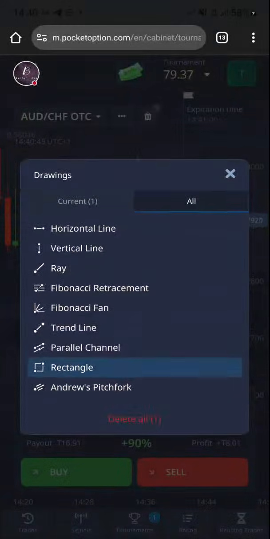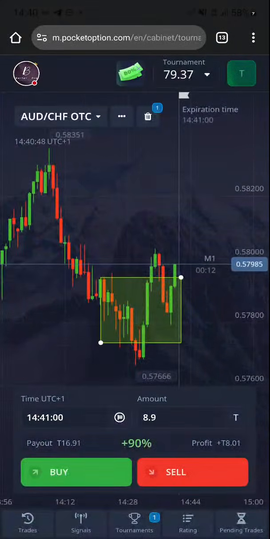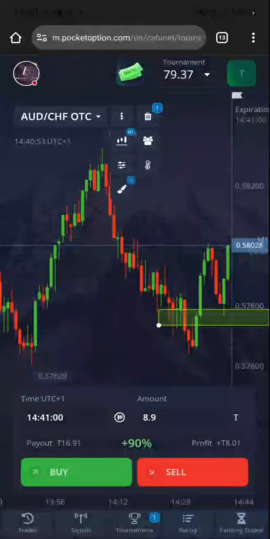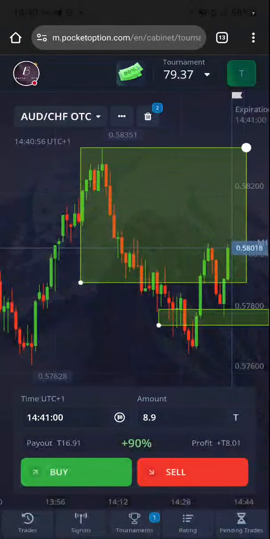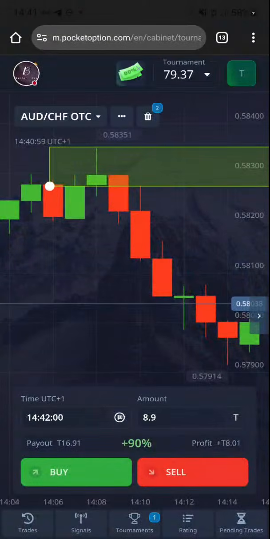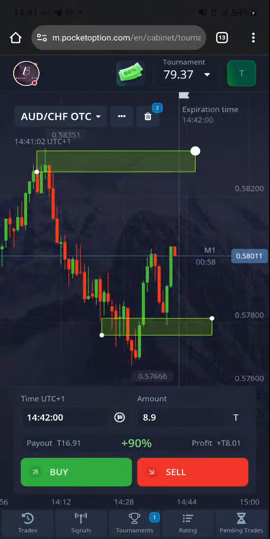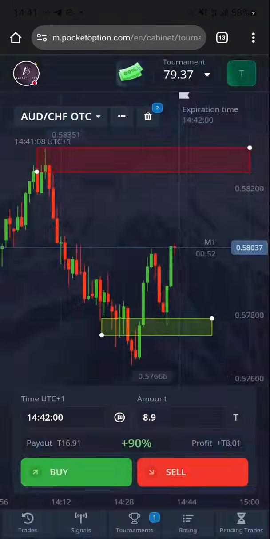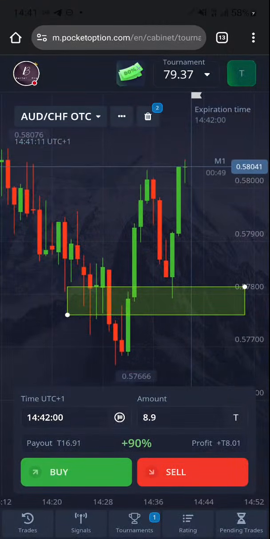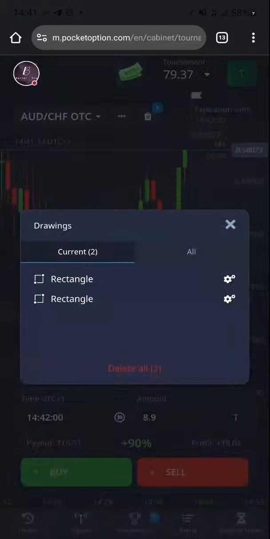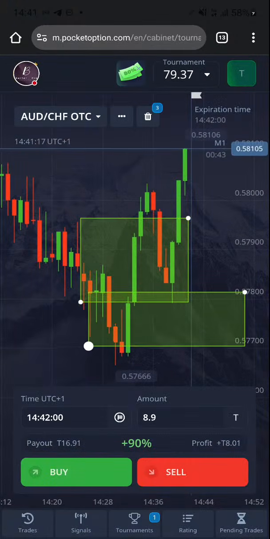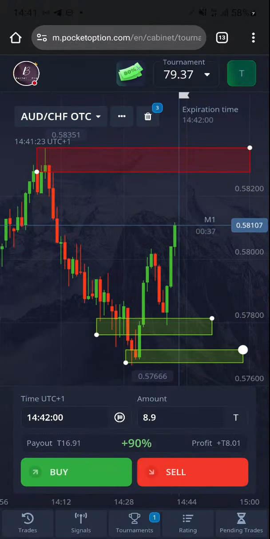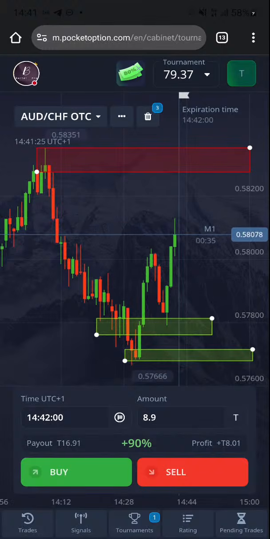You know what? Let me remark everything because I don't want to confuse anybody. So look at this. We have a QM down here. This is a QM area. You can see, now we have a supply up here. Let's mark the supply. This is a very strong supply. So if price comes to this area, we'll take the trade. You understand? So we have a QM here and we have a demand down here. This is a demand.